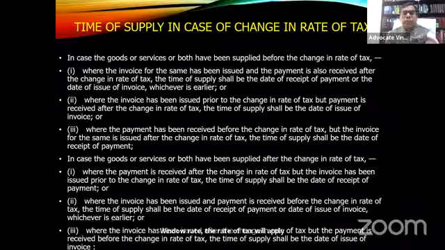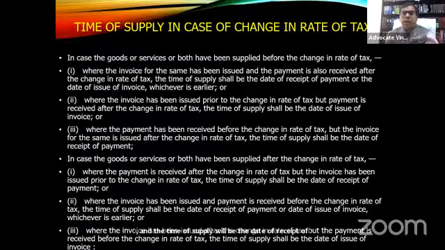But where the invoice is issued prior to the change in rate of tax, but the payment is received after the change in rate, in such a scenario, the time of supply will be the date of issue of the invoice. The reason is that the invoice has already been issued at the time of the taxable event, so that rate will apply. But if the payment is received prior to the change in rate of tax, then the date of raising of the invoice will be ignored, and the time of supply will be the date of receipt of payment.